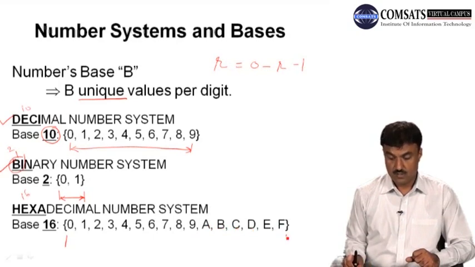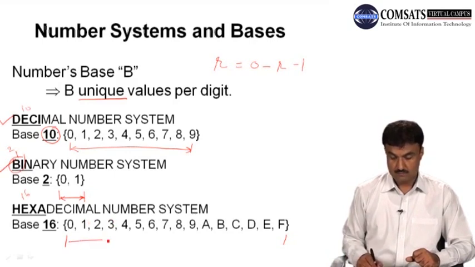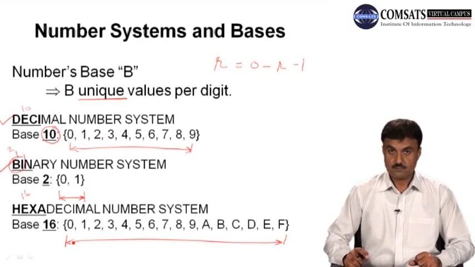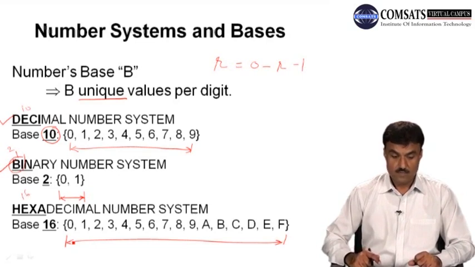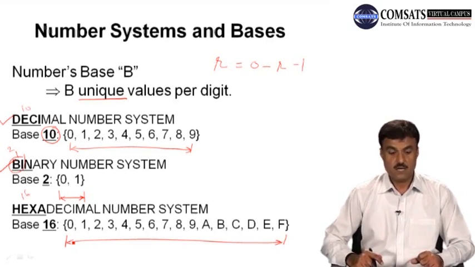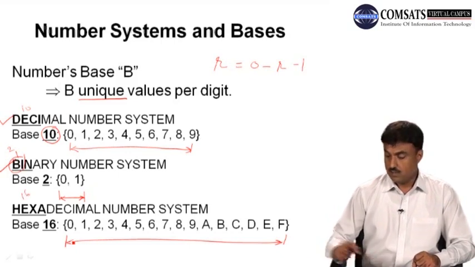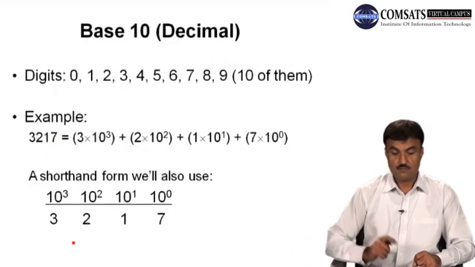So from 0 to F, we have a total of 16 unique digits to represent any number in the hexadecimal number system. In numbering systems, we have bases. Decimal has base 10, binary has base 2, and hexadecimal has base 16. Their unique digits range from 0 to 9 in decimal, 0 and 1 in binary, and 0 to 9 and A to F in hexadecimal.